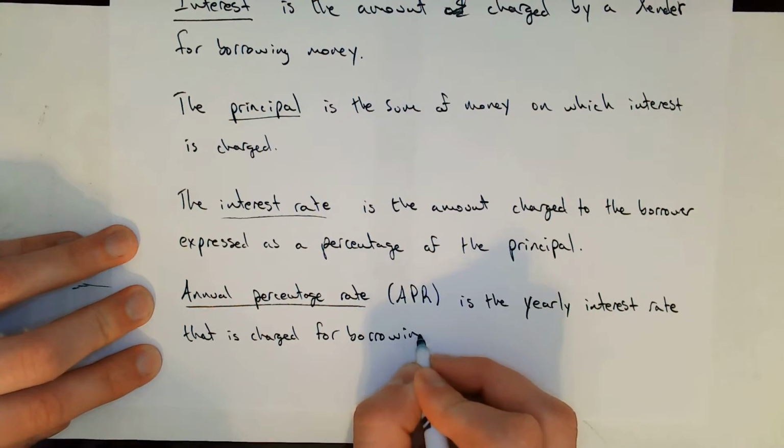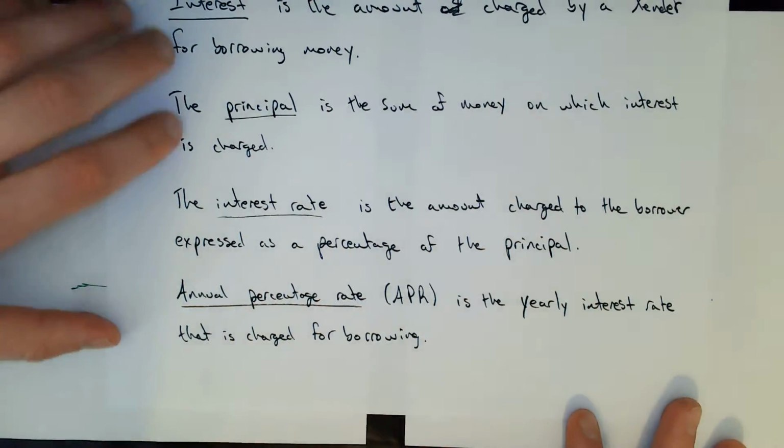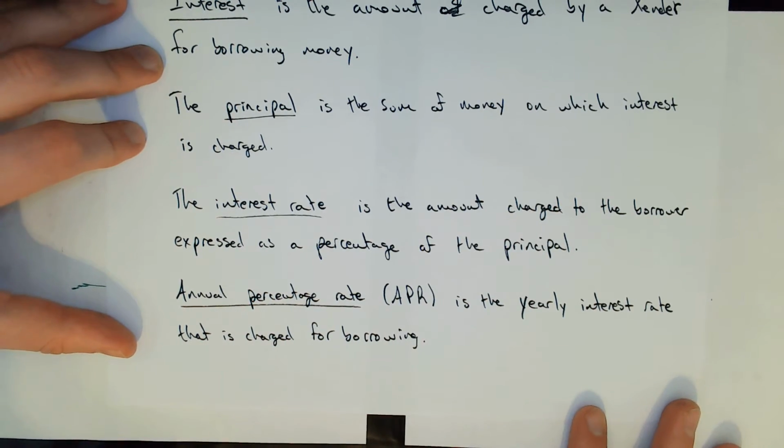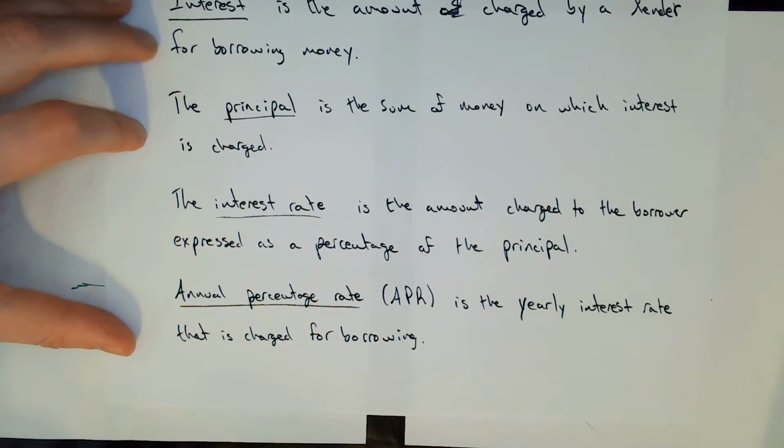That is charged for borrowing. Okay, so APR is the interest rate based off of interest gained for a year. Okay, now we're going to look first at simple interest. Now that we've got these definitions out of the way, looking at simple interest first.